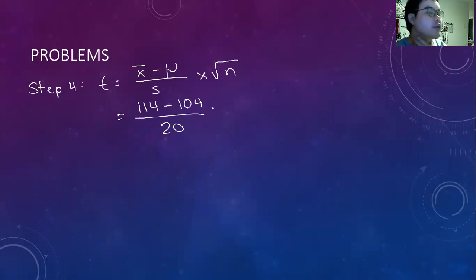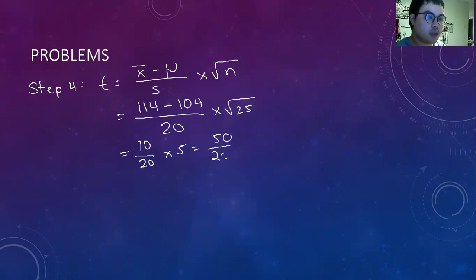Okay, so we're going to find the square root of the sample size. While finding the square root of the sample size, we're going to simplify the numerator. So 114 minus 104 is 10, then over 20, then the square root of 25 is 5. Therefore, 10 times 5 is 50 over 20. So 50 divided by 20 is 2.5. Okay, this is our t statistic, the test statistic.